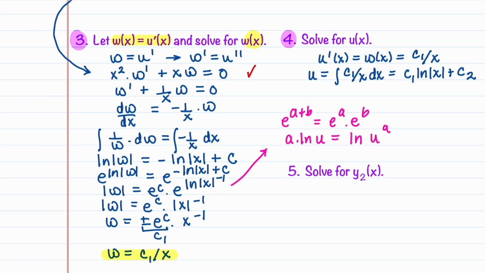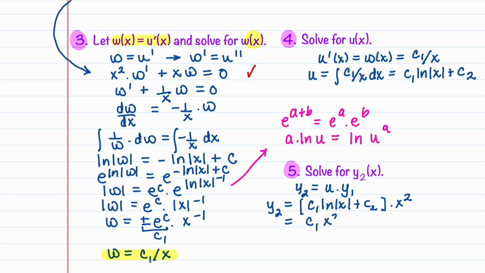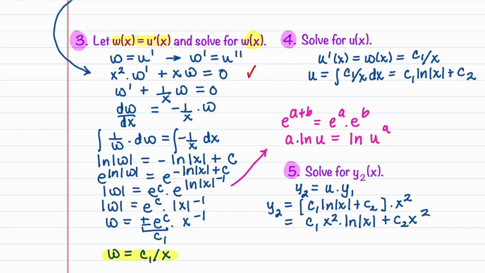Now let's go ahead and look at step 5. That is our last step, and we need to solve for y2. Let's write down that y2 is u times y1. So this gives us y2 is u, which is c1 natural log absolute x plus c2, times y1, and y1 was equal to x squared. So this is c1 x squared times natural log absolute x plus c2 times x squared.